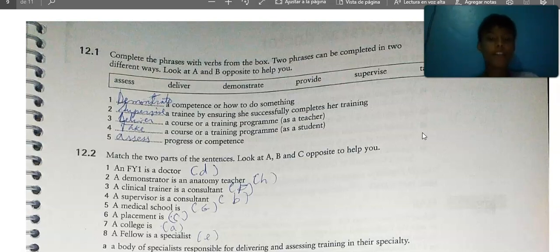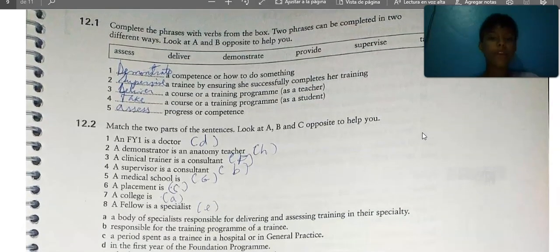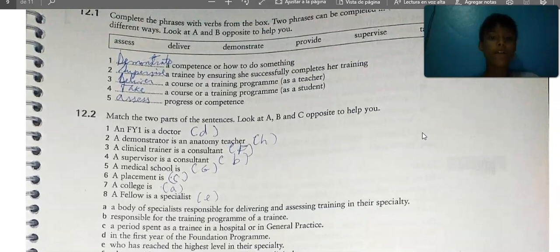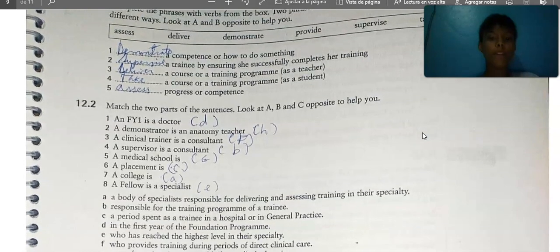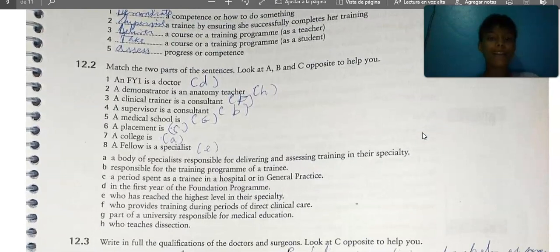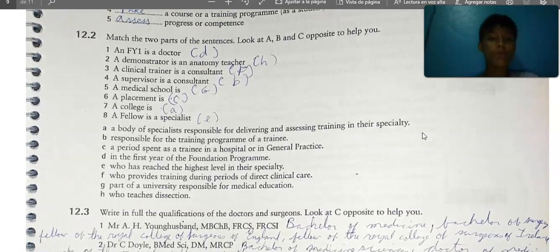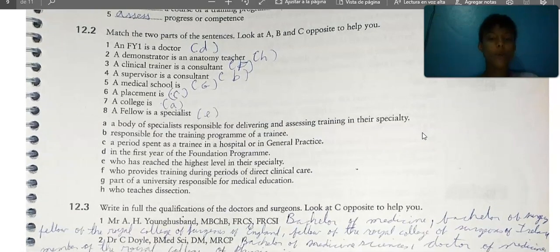Supervise a trainee by ensuring she successfully completes her training. Deliver a course of a training program as a teacher. Take a course or a training program. Assess progress or competence. Match the two parts of the sentences. Look at B, A, and C opposite to help you.